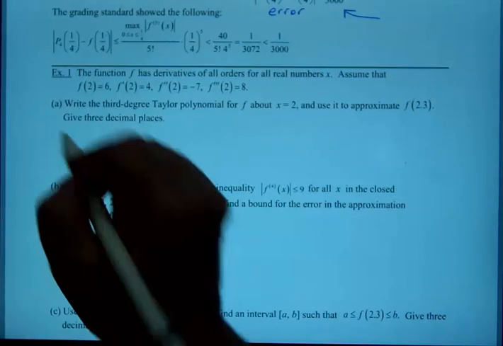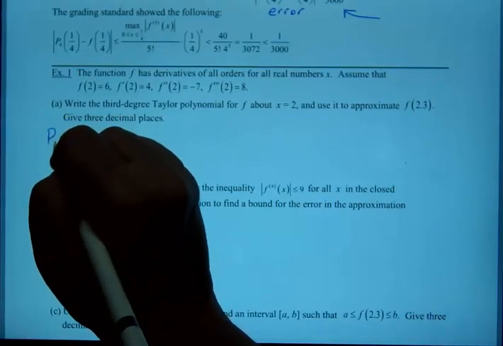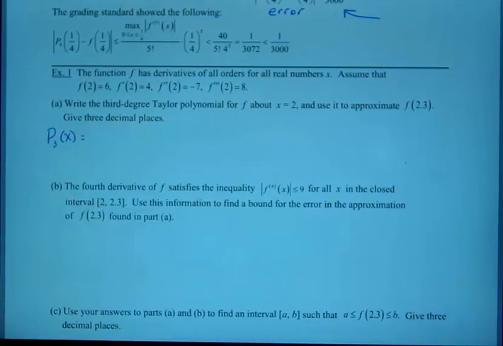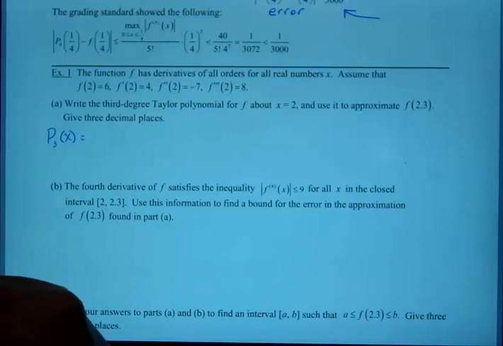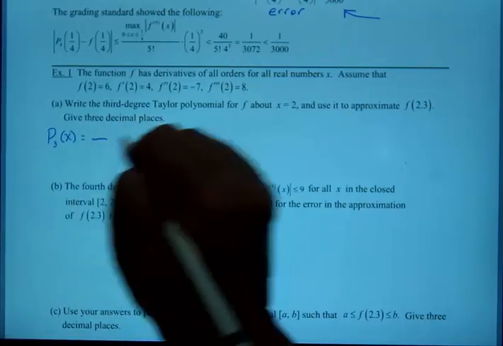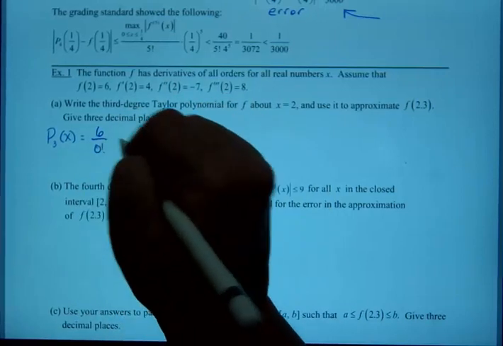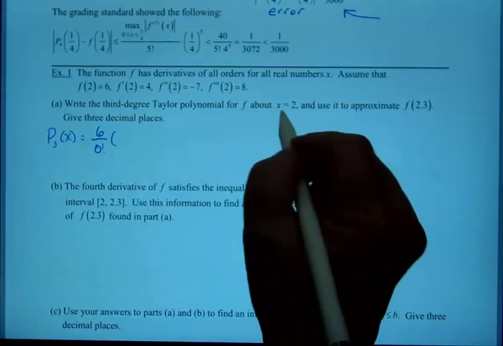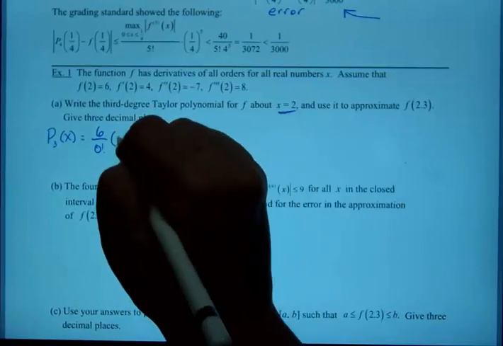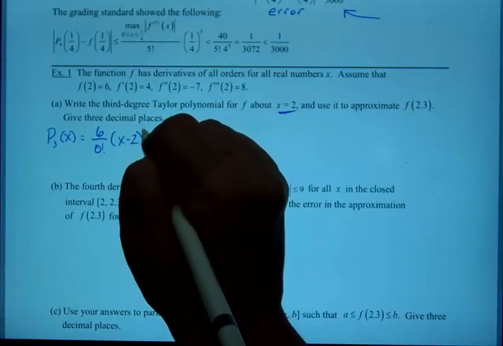Here we go. P3 of x. When you do a Taylor polynomial, you call it P for polynomial, and you put at the bottom what degree they asked for. This asked for a third degree, so we put P of 3. All right, do you remember how this starts? Yes. What do you do first? What's your first fraction? It's going to be 6 on top, 6 over 0 factorial. Now this one has a about 2. X minus 2. X minus 2 to the what power? 0. Plus.